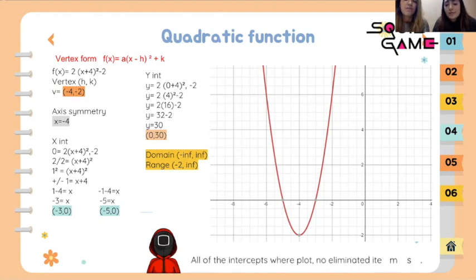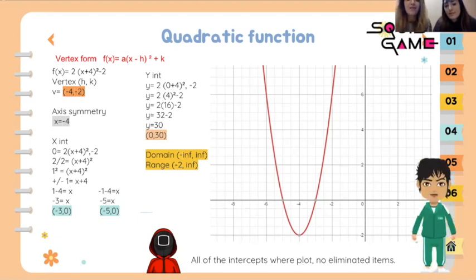And all of the intercepts were plotted, so no eliminated items were seen. We are still winning.